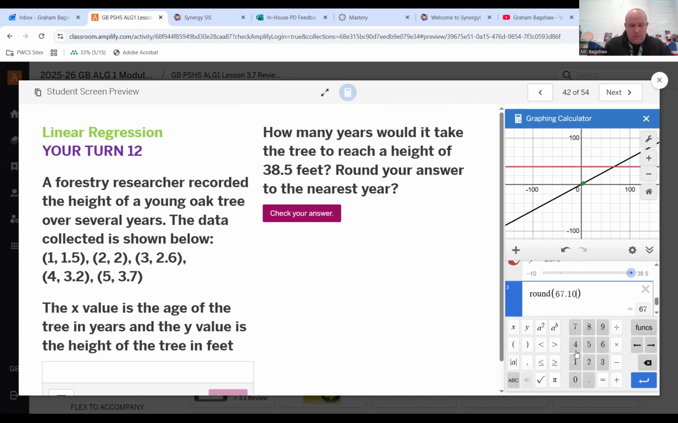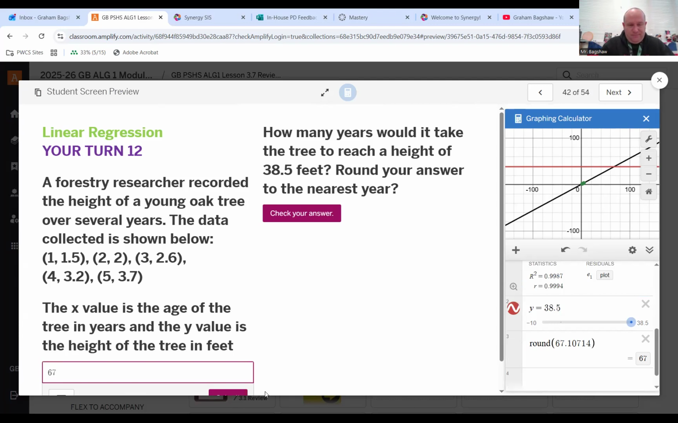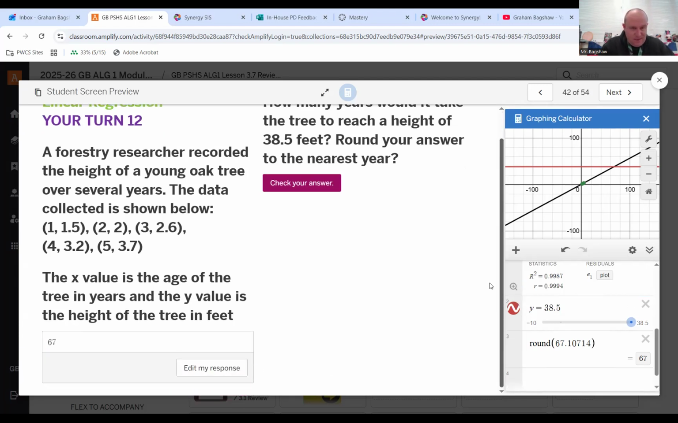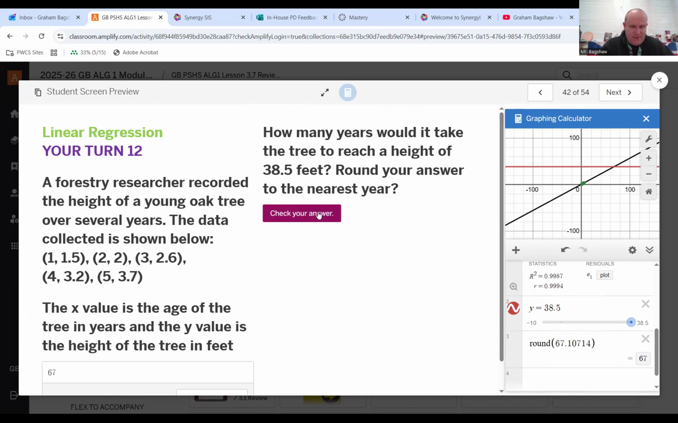10714. And Desmos will actually round the answer for you. And just because I thought it was hilarious as I made up the question, I made sure the answer was 67. And then hopefully that will be the answer to this question. Nope, doesn't look like it even says anything. Oh, this one didn't actually. Oh, check your answer up here. There we go. So it was 67.